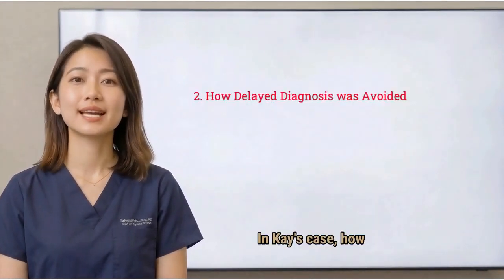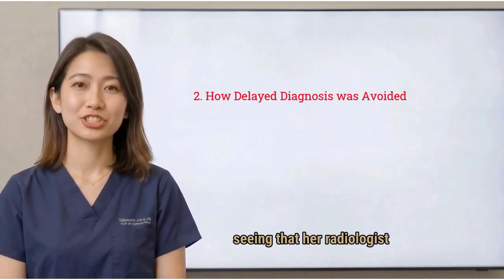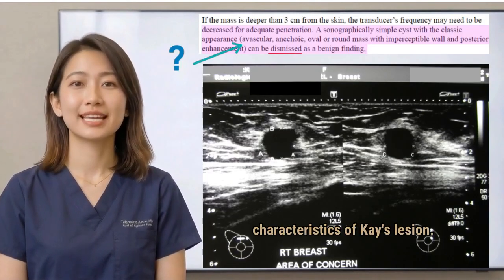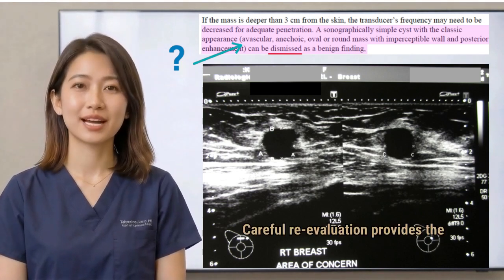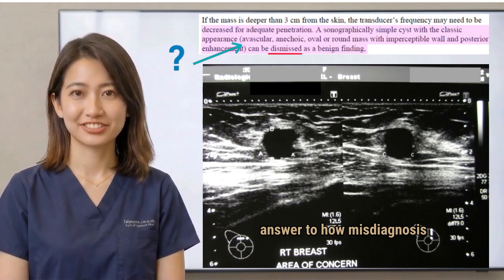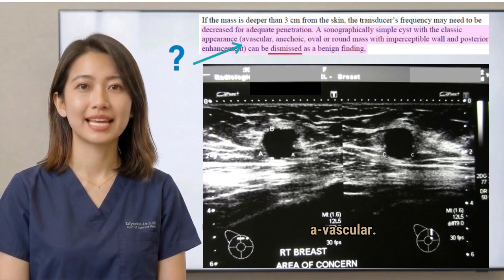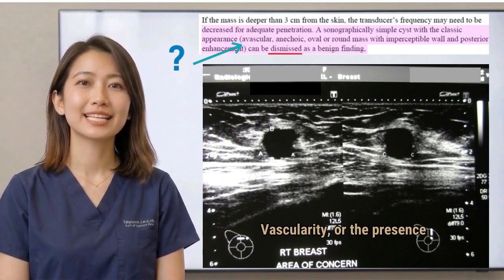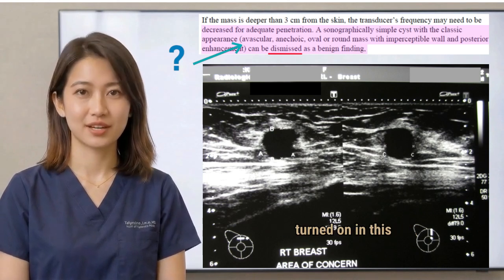In K's case, how was delayed diagnosis avoided, seeing that her radiologist dismissed the finding as a cyst? Let us revisit the characteristics of K's lesion. Careful reevaluation provides the answer to how misdiagnosis may be avoided. The first feature on the list was that the lesion should be avascular. However, this was not assessed in her imaging. Vascularity, or the presence of blood flow within the lump, is done through a special Doppler function which was not turned on in this case.